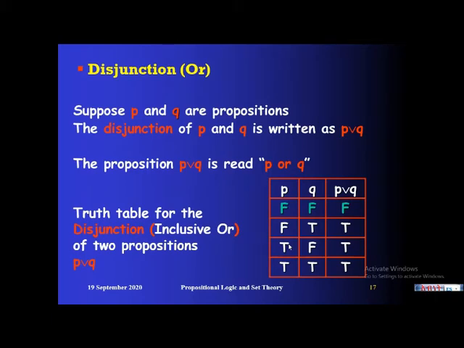The third one is disjunction. Disjunction means or. Suppose P and Q are propositions. So the disjunction of P and Q is written like this. The proposition P or Q is written as P ∨ Q, and the truth table is here. Since there are two statements, we have four possibilities. False or false is false, false or true is true, true or false is true, true or true is true. So here we will get the false value only if both are false.